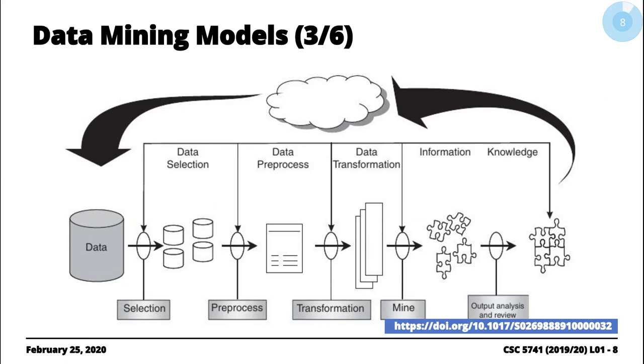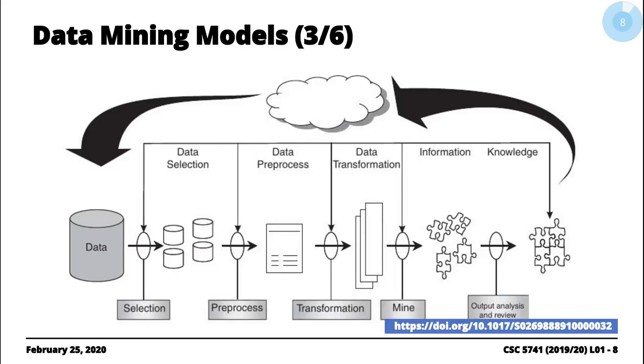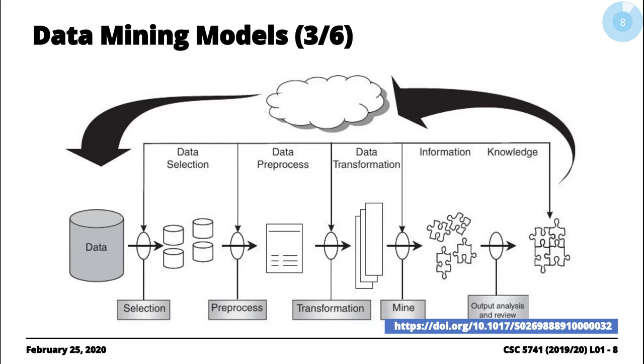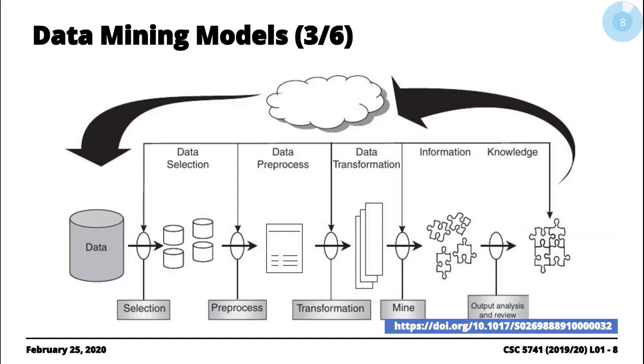I don't know why I included this work by, which one is this? I think it should be by Cabena et al. But I just randomly put some of these things there just to showcase the fact that there are a number of different approaches out there, right? And you notice here that if you were to compare this initial model proposed by Fayyad et al. and this one, even though the words being used are somewhat different, there are certain similarities here, right?